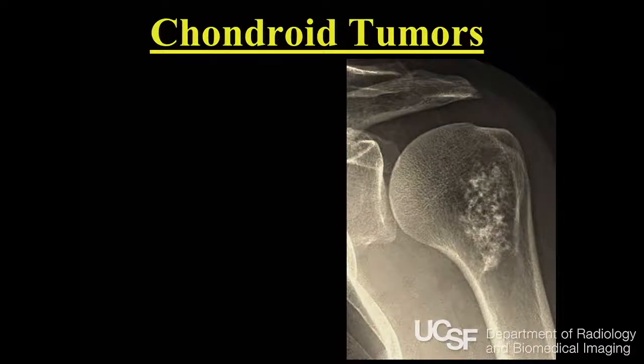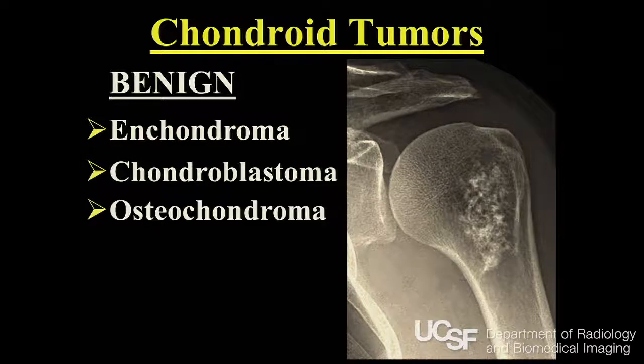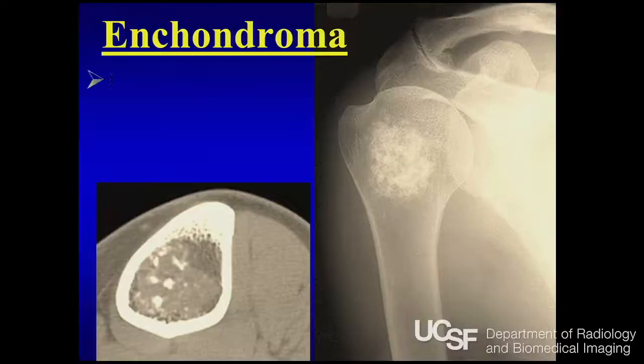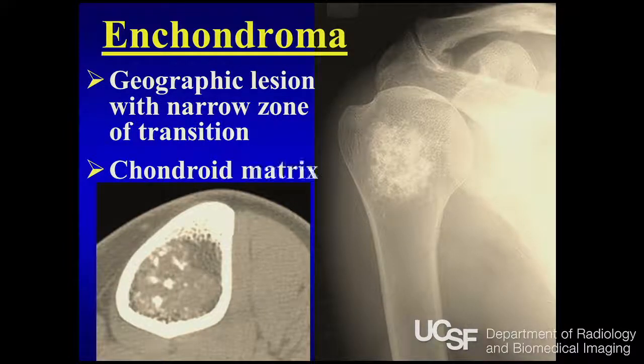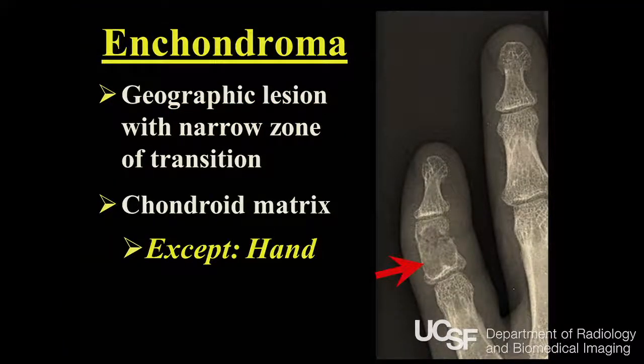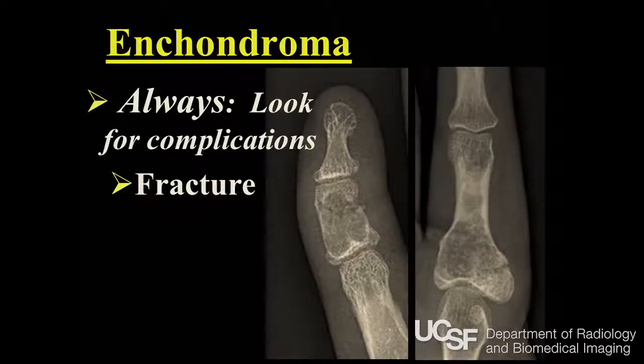Moving on to chondroid tumors, we're going to talk about both benign chondroid tumors and the malignant chondrosarcoma. First, the benign enchondroma, a geographic lesion with a narrow zone of transition containing chondroid matrix, with the possible exception of the hand, where chondroid matrix may or may not be present in that lytic lesion. When we see any lytic lesion, including enchondromas in the hand, always look for pathologic fracture. Here, two examples of pathologic fractures through enchondromas in the phalanges of the hand.